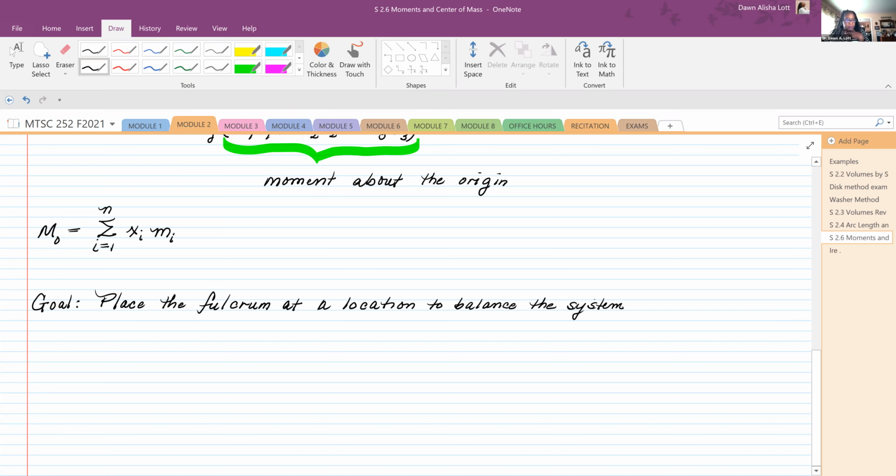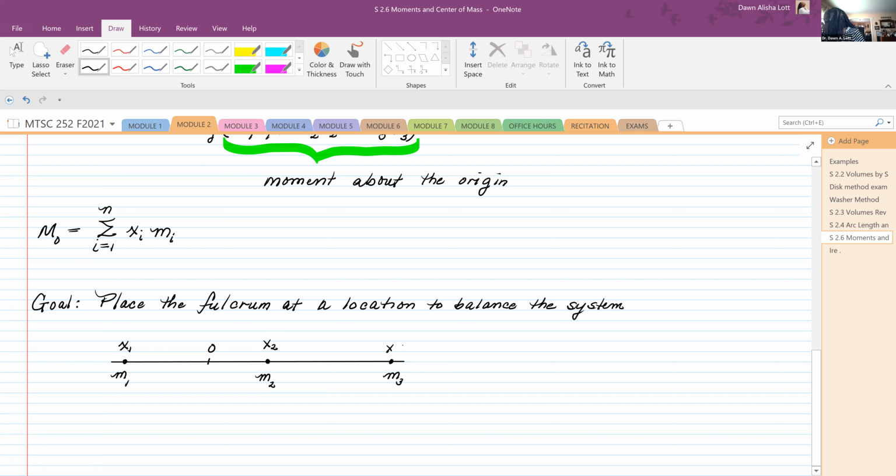All right, so now I'm going to go back to the original picture, but I'm going to change it ever so slightly. I'm going to draw this again. I'm going to leave 0 where it was. So 0 is here, and then I have this mass M1 still at location X1, this mass M2 still at location X2, and this mass M3 still at location X3.